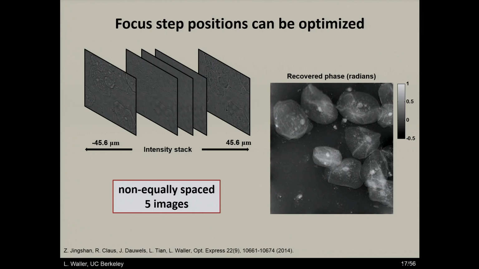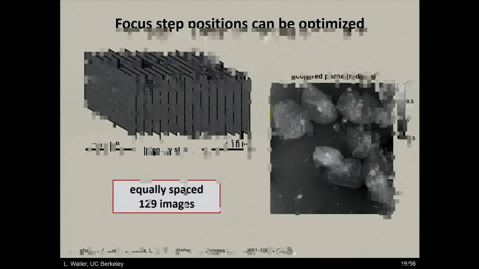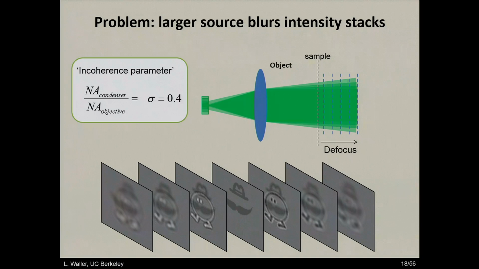So that significantly reduces the number of images. One of the major problems is that everything assumes a complex field, amplitude times e to the i phase at every point, and the only way you really get that in practice is if you have a coherent source, basically laser illumination, a small illumination source.